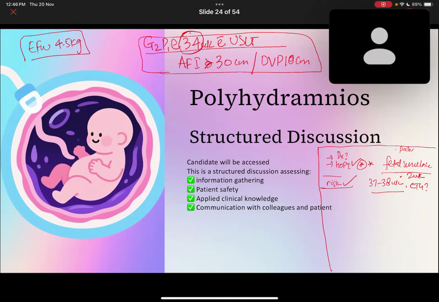What are the indications for amniocentesis? If the patient is having symptoms of discomfort, or it is a severe polyhydramnios, then we may have the option of amniocentesis. What are the precautions for that? It should be done in a tertiary care hospital.